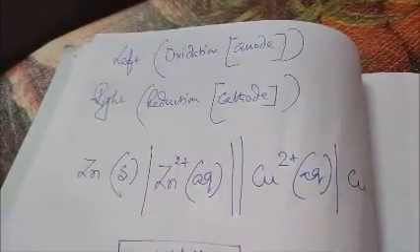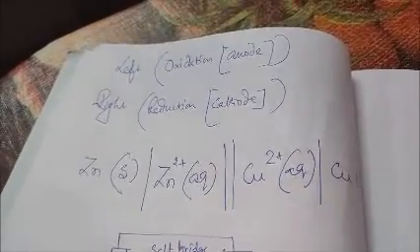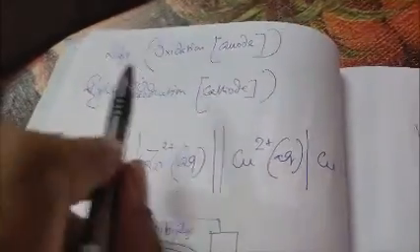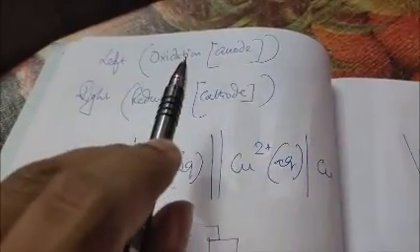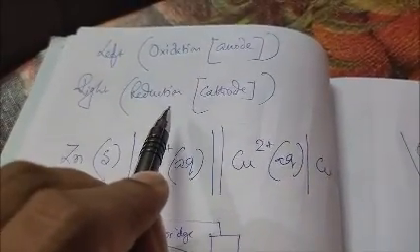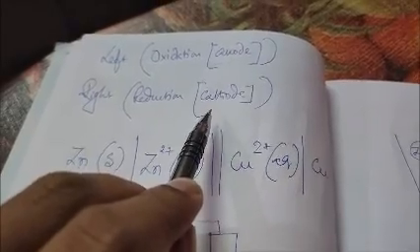Now the next thing is that we have already come across the notation of how to write this type of electrochemical reaction. I would like to tell you that on the left hand side you should always write the oxidation portion, and on the right hand side you should write the reduction portion, or the reaction that happens at the cathode.